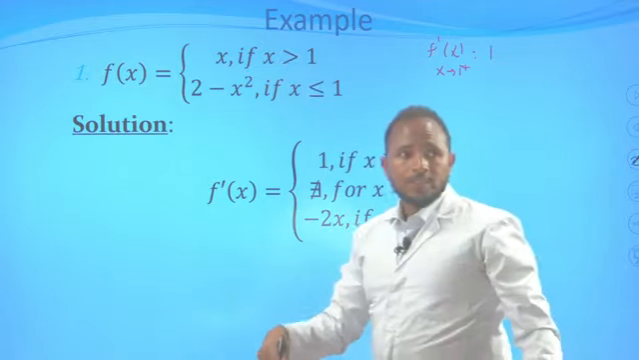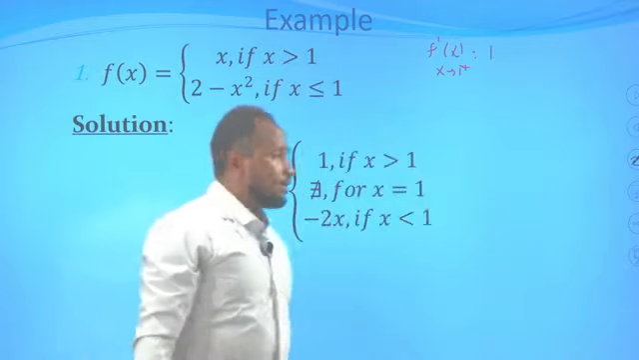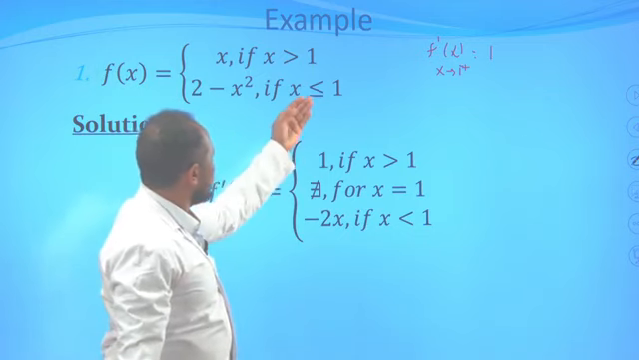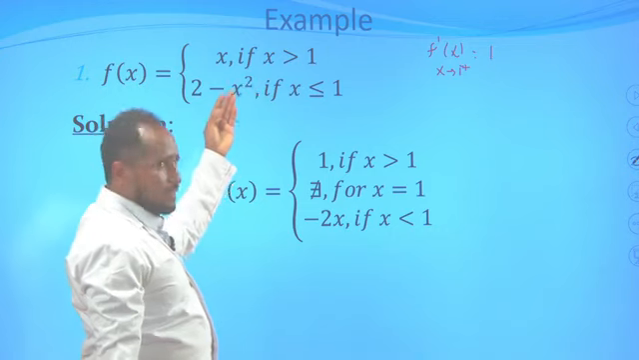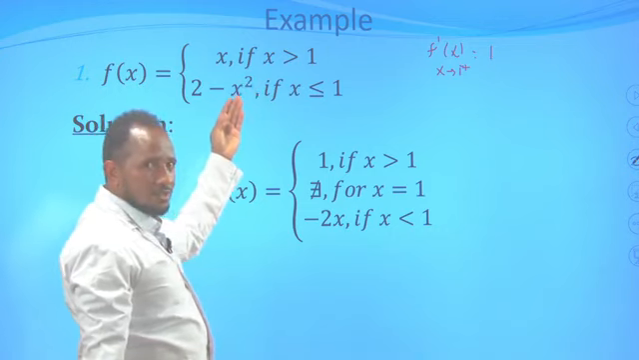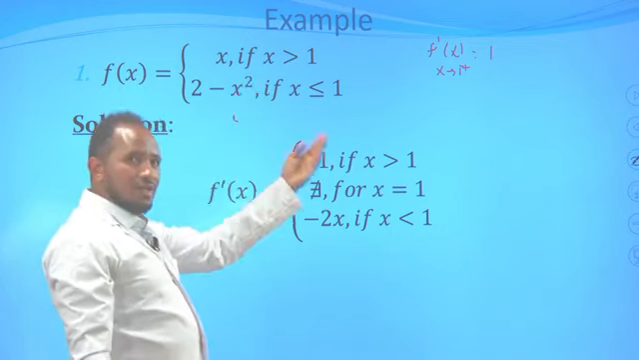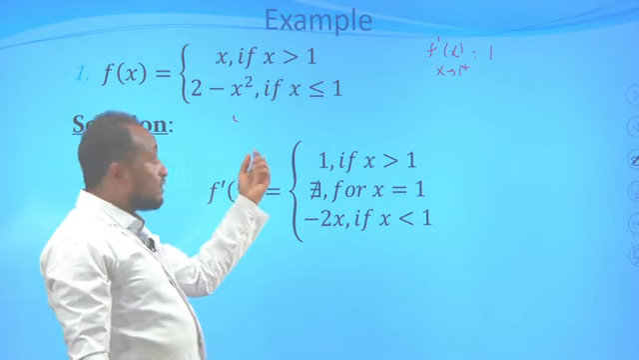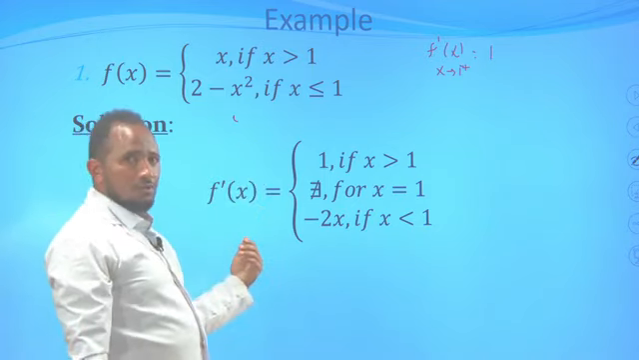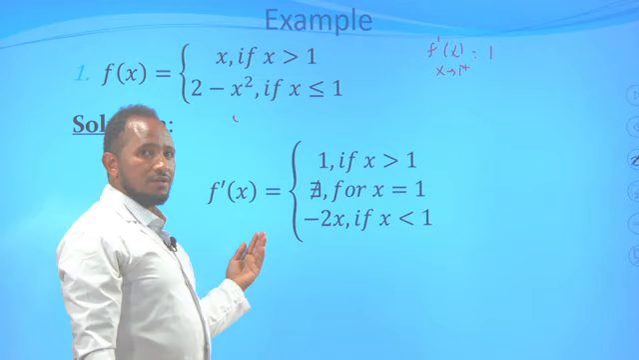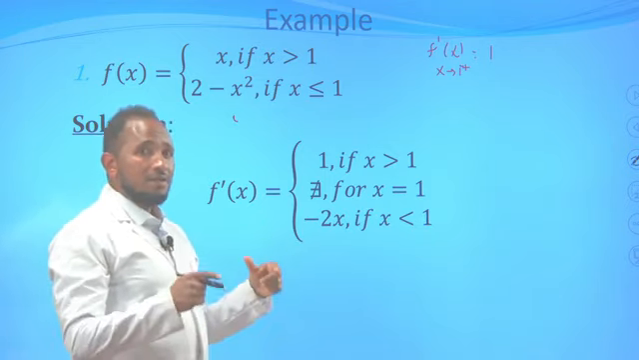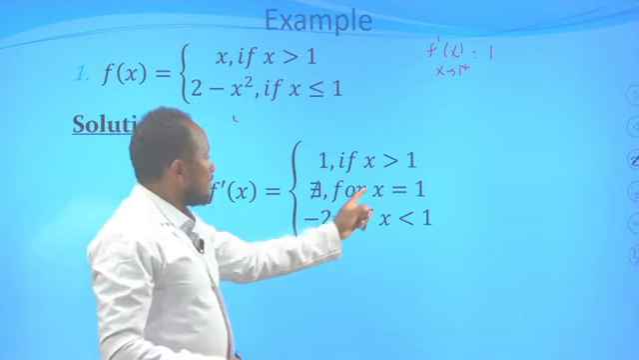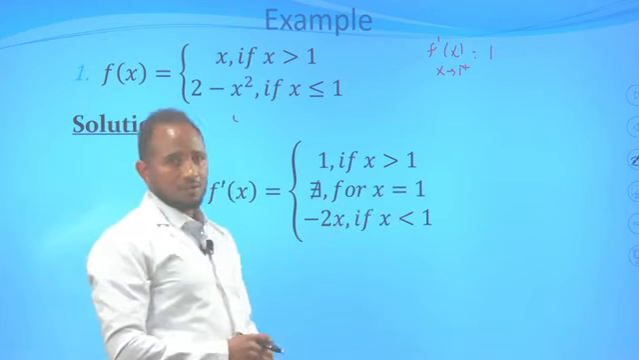From the left side, you take this expression, so its derivative is minus 2x, minus 2x times 1, which is minus 2. From the left side of 1, its derivative is minus 2. From the right side of 1, its derivative is 1. Since they are not equal, the derivative of this function at x equals 1 does not exist.